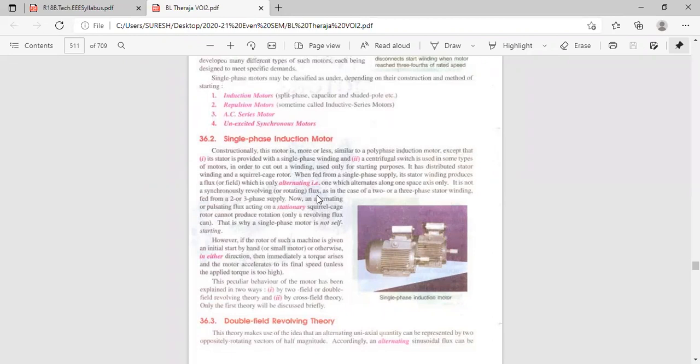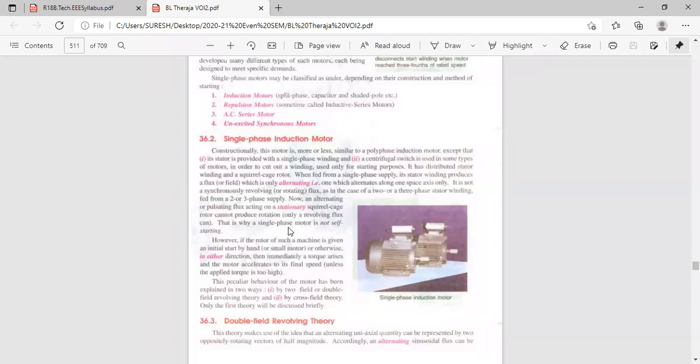That's why a synchronously revolving flux is not there. It is not a synchronously revolving flux because only one flux is there. Due to this, there is no starting torque. Torque is developed when there is relative motion between 2 fluxes. But here, since we have only one flux, there is no revolving flux, no rotating flux. This is the reason why a single phase motor is not self-starting.